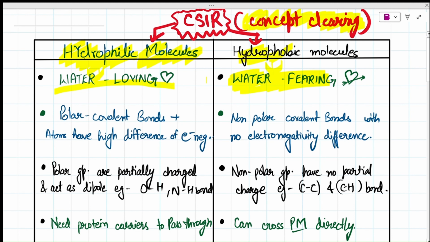Okay, so the thing is, hydrophilic molecules, which are water-loving molecules, have polar covalent bond formation whenever they attach with each other or with water. The atoms have a high difference of electronegativity, that's why they can form polar covalent bonds. While in the non-polar case there is no electronegativity difference, but still they can form non-polar covalent bonds with each other.